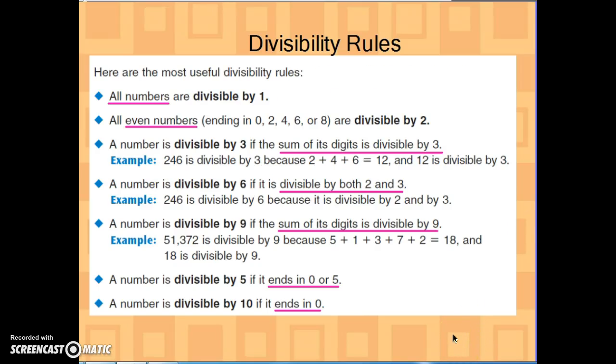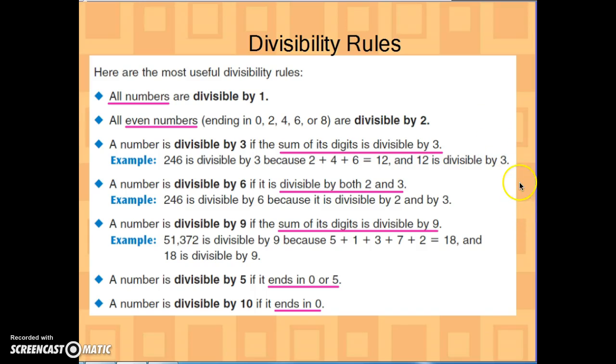Okay, instead of dividing with your calculator each time, there are some divisibility rules that will let you know if a number is divisible by another number. All numbers are divisible by 1. Even numbers, just like on our math message, even numbers ending in 0, 2, 4, 6, or 8 are divisible by 2.